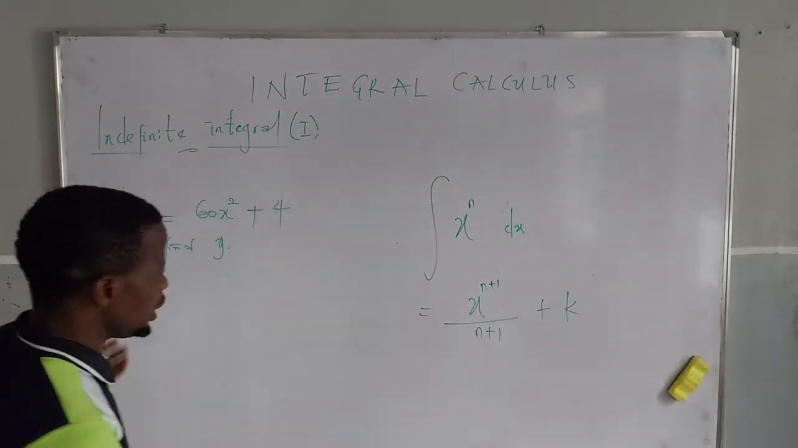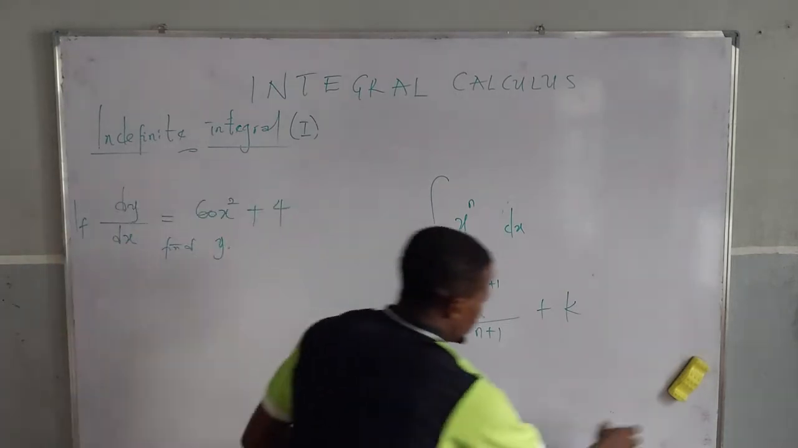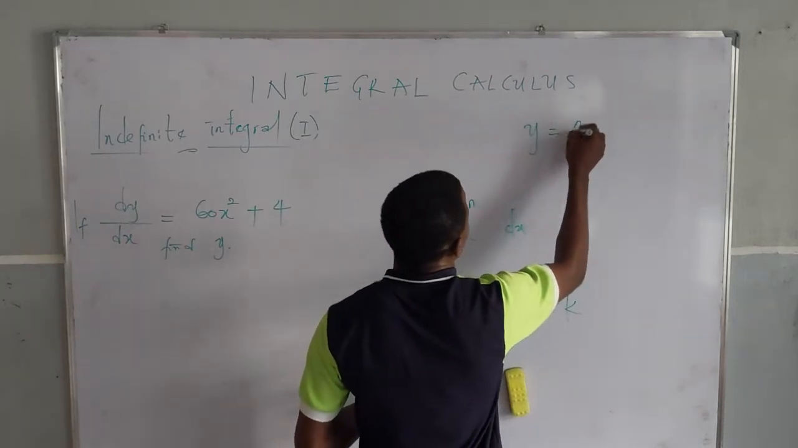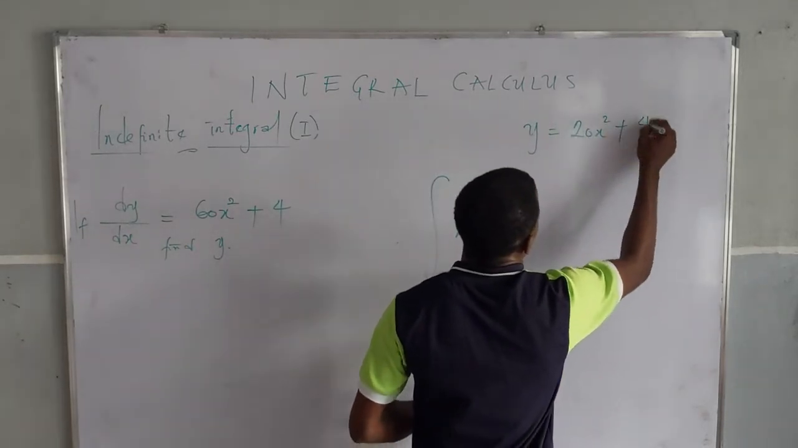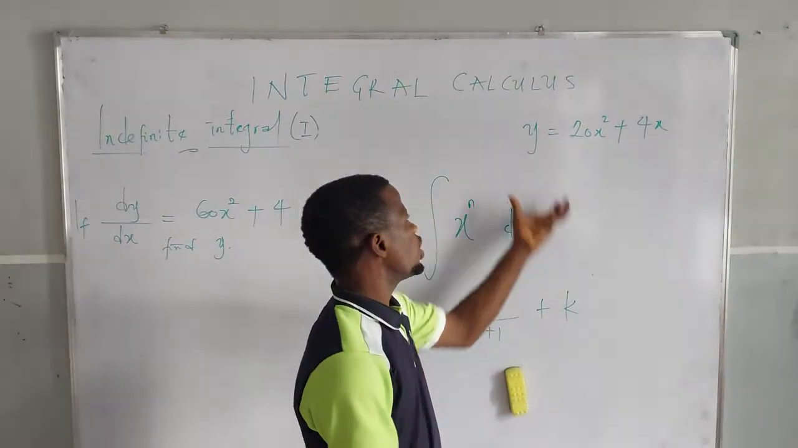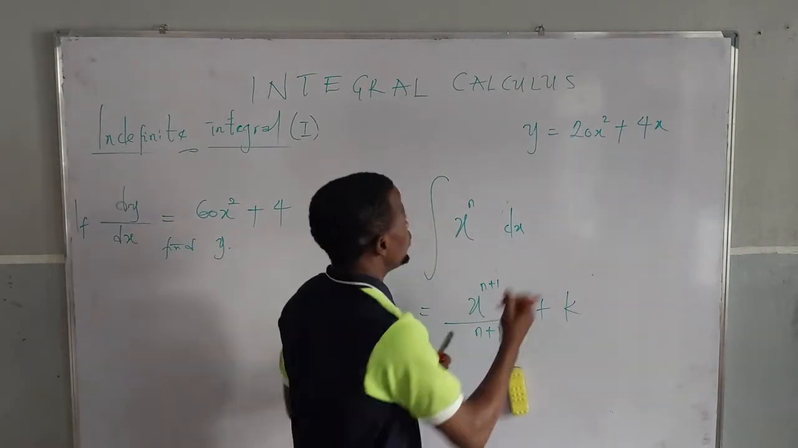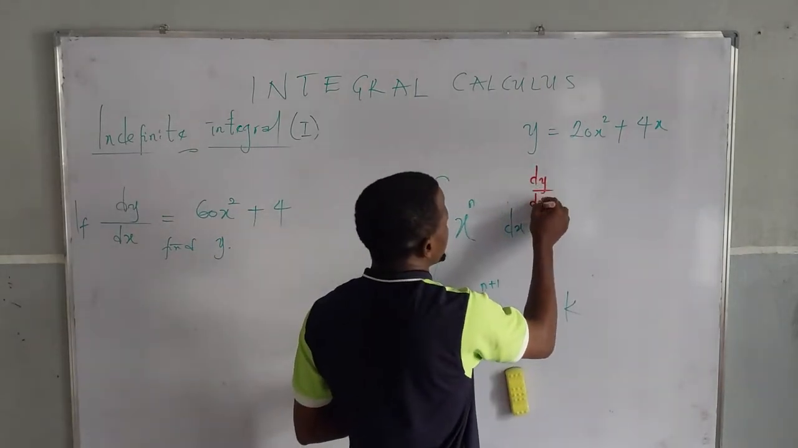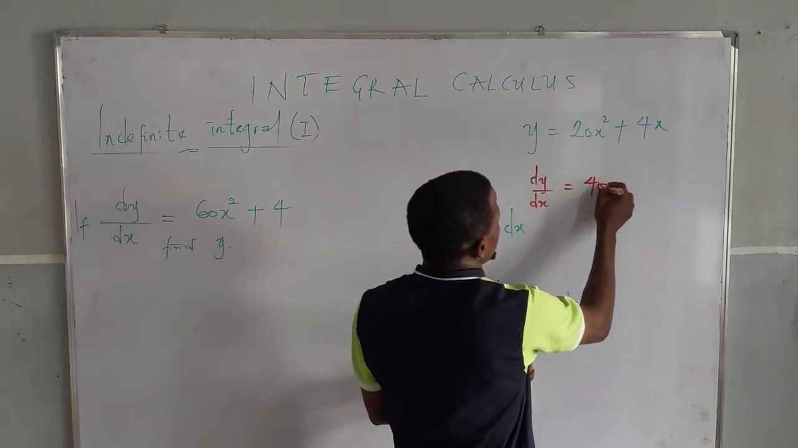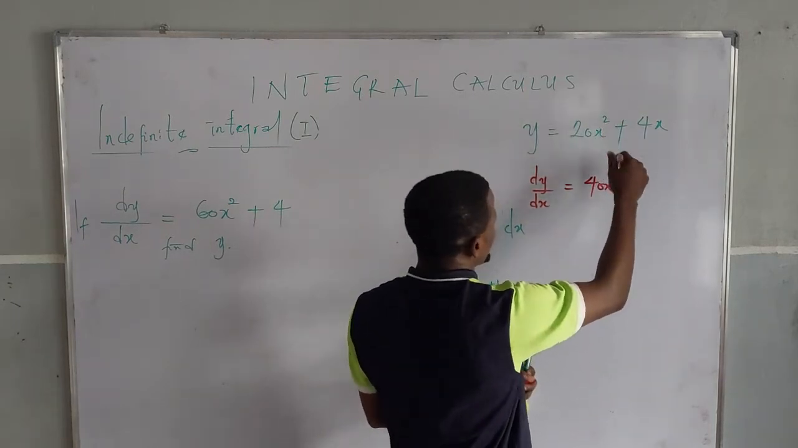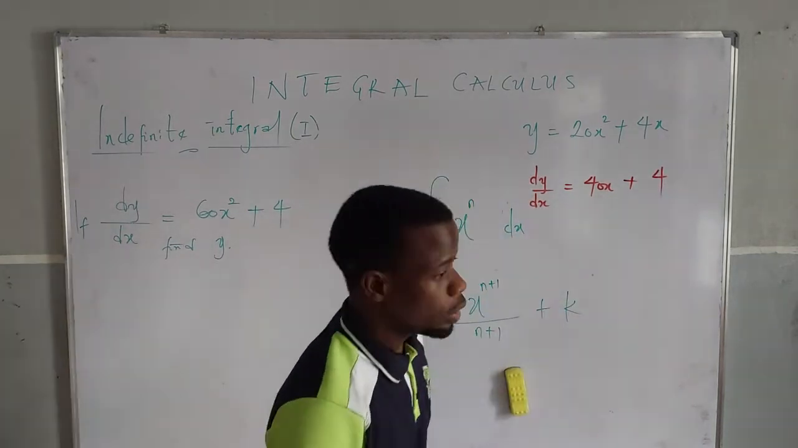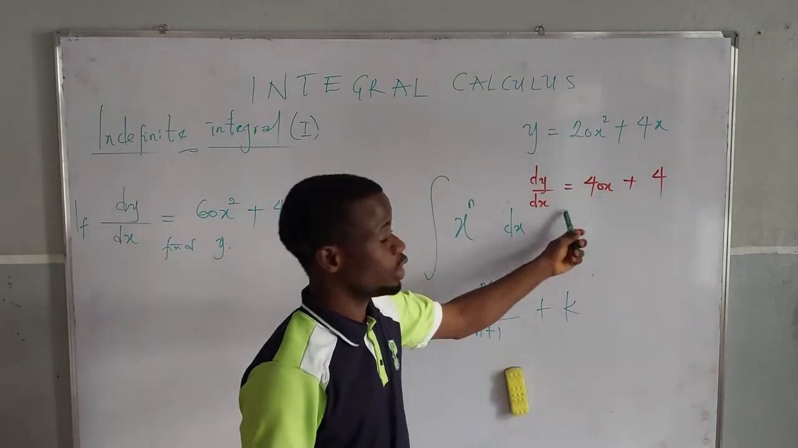Quickly, let's consider something like this. Let's say y is equal to 20x cubed plus 4x. This is a function, right? If we differentiate this function, we have dy dx equal to, power multiplied, 60x squared... the power is reduced by 1, so we have 40x plus 4. This is differentiation of the function.